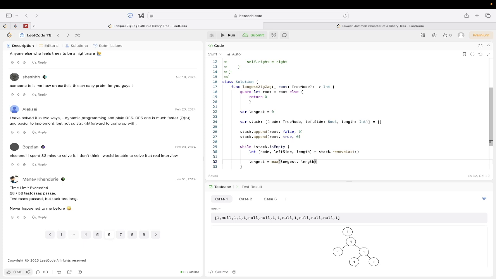Sorry, let me charge my laptop. So we have our longest, and then we need to loop.